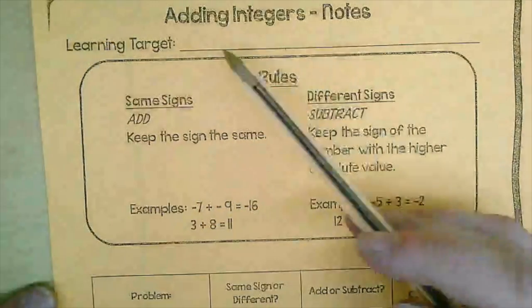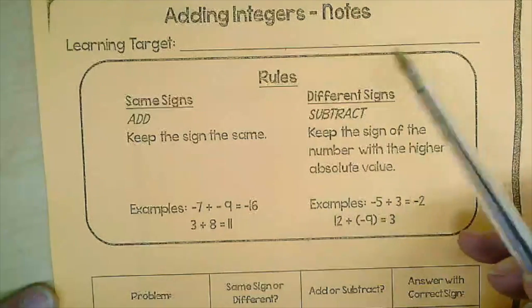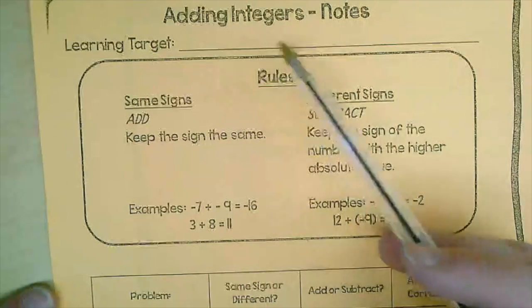First thing we're going to do is fill in our learning target here. In this blank, you need to write in, I can add positive and negative integers.